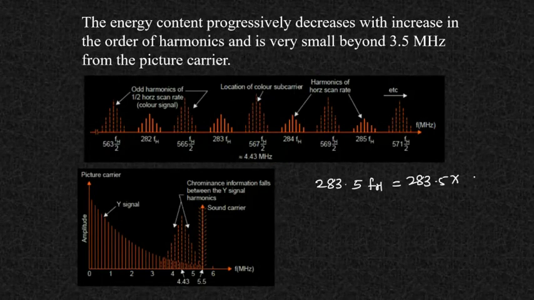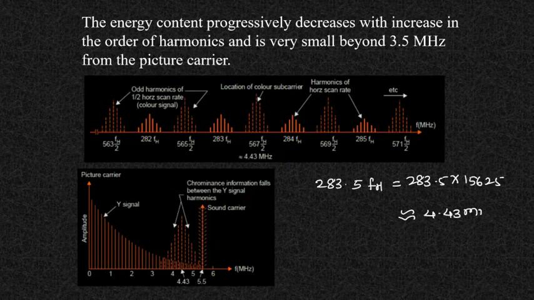that is 283.5 into fH, which is 15625. So this frequency comes to 4.43 megahertz. So this will not affect the contents of my brightness information. And as this particular amplitude is lower, it will not hamper my color information. And this concept is called frequency interleaving. So you can see chrominance information falls between the Y signal harmonics.